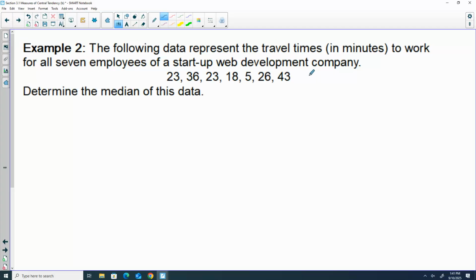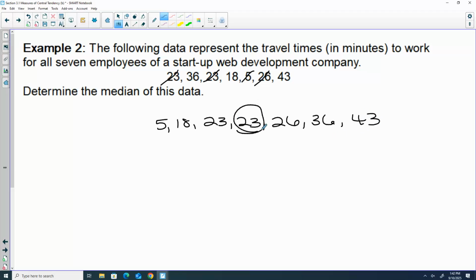So if I ask you to find the median of this set, we have to put them in order from small to large. So we have 5, 18, 23, 26, 36. All right, and then the middle is 23 because I have 3 on each end. So that's the median. A lot of times I just write median. You can call it capital M, which is what your textbook will sometimes call it.